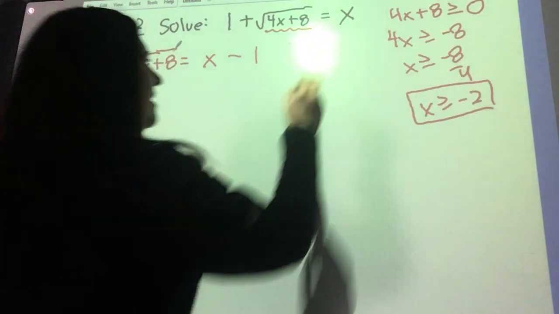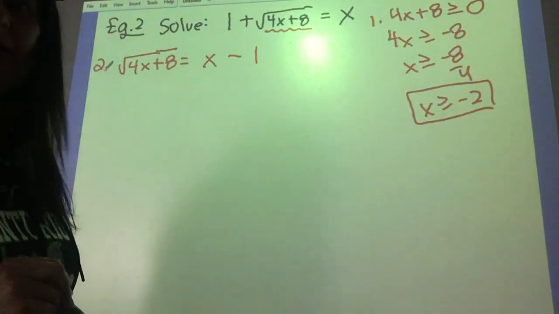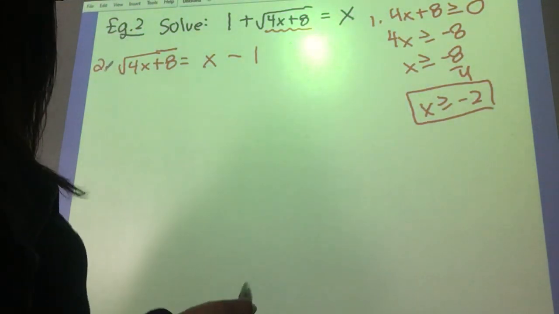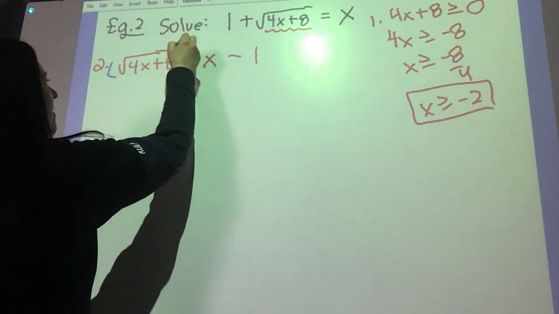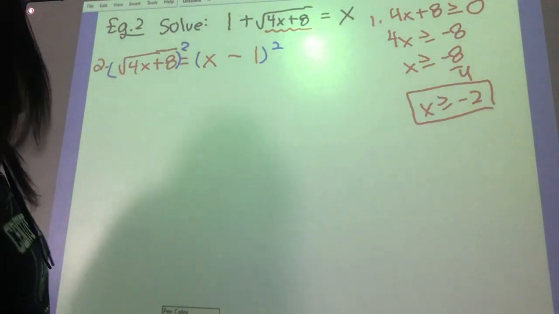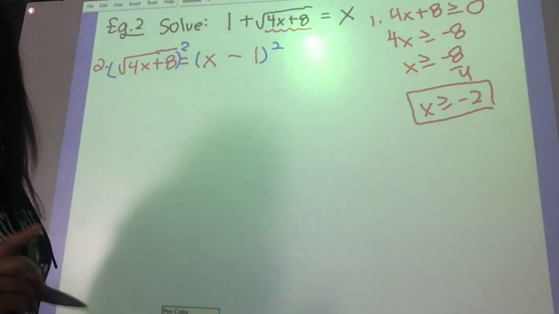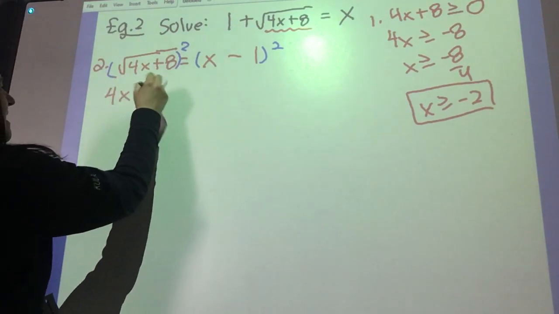Okay, step 1, we stated our restriction. Step 2, we isolated our radical. Now step 3, we solve. To solve, you square, not square root, you square both sides. The left-hand side is easy. The square root of 4x plus 8, squared, is just 4x plus 8.